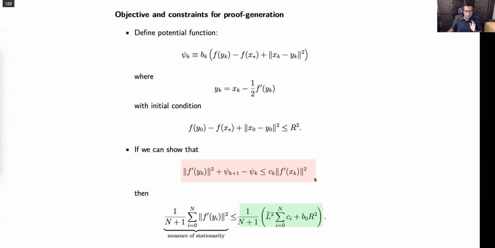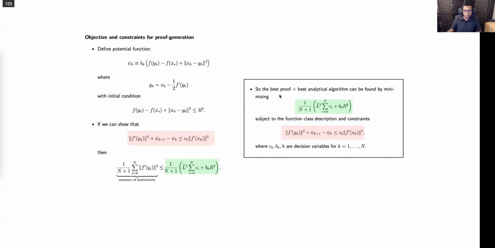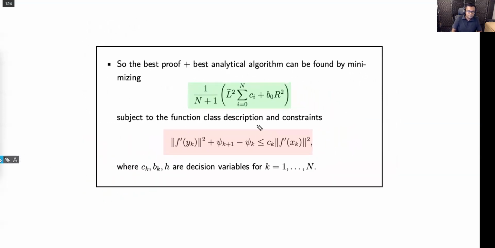Now, this is what we want to encode in our constraints. And note that the measure of stationarity is upper bounded by this term. So in this setup, our goal is as follows. The best proof and the best analytical algorithm in this specific setup can be found by minimizing this upper bound that we see here, subject to the function class description that we have defined here and so on. Plus, we want this specific constraint to hold. So this will become one of the constraints. And all these things that we are saying, c_k, b_k, h, are going to be our decision variables.